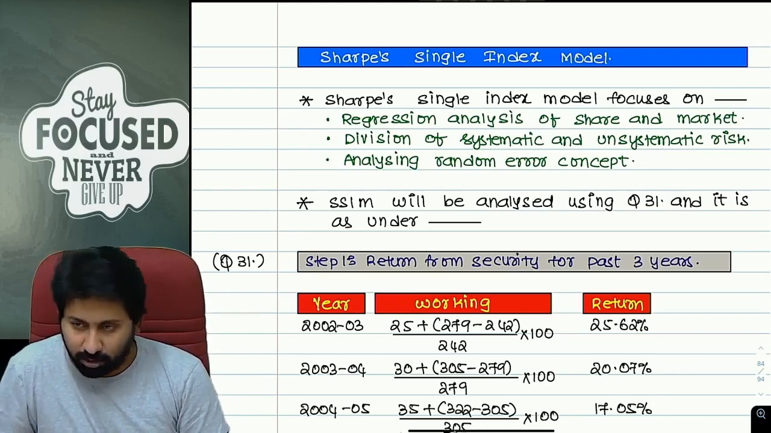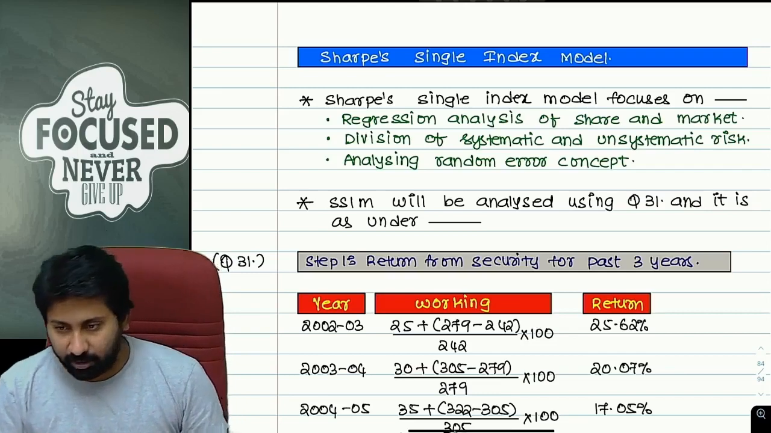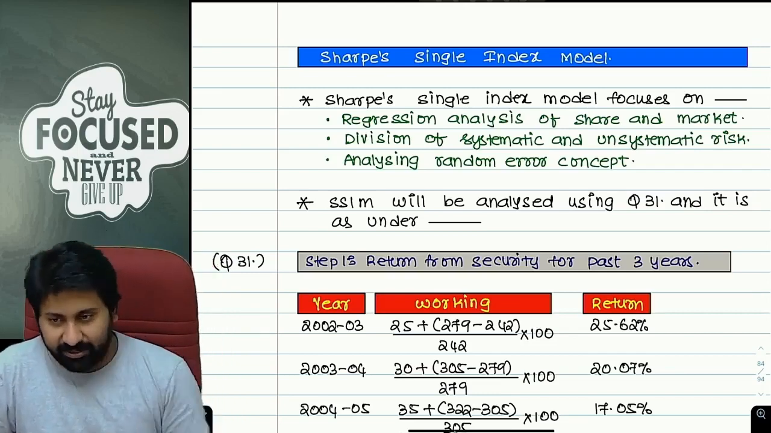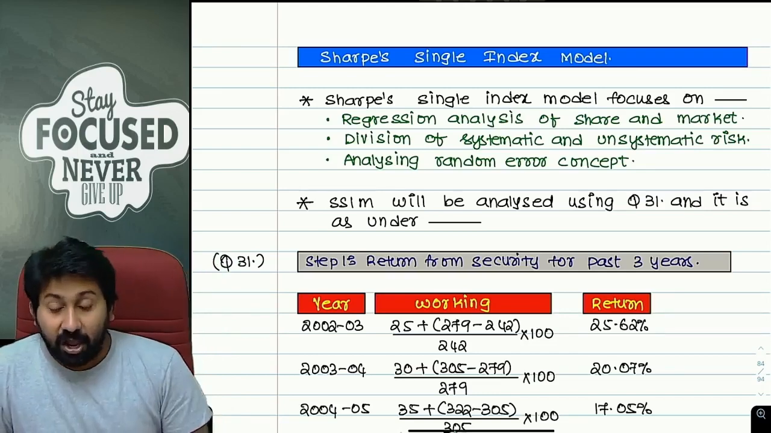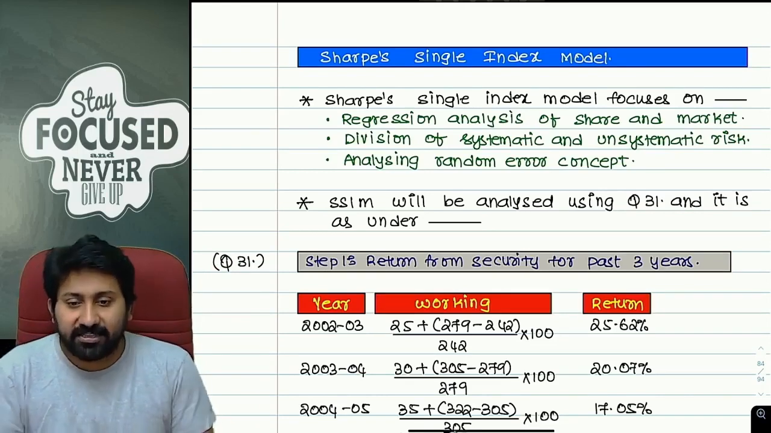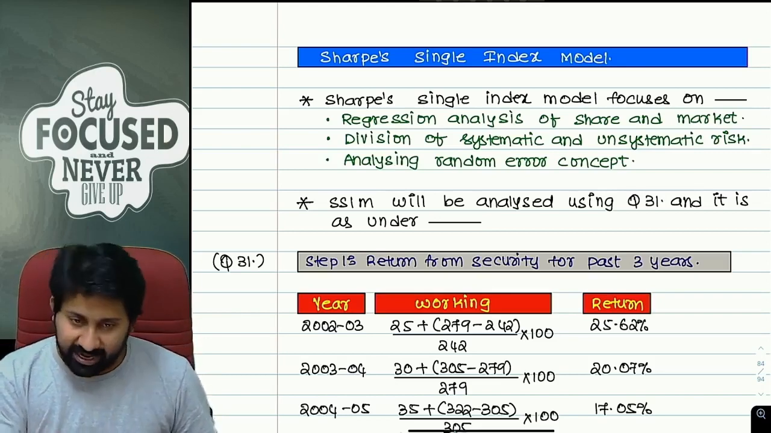So what is this Sharpe single index model? Everyone is having a terror about this model just because of one reason. That one reason is using the error term ei. How that ei came, everything we are going to analyze in today's session. So let us take the question first. Once after taking the question, we will be going into the analysis part.